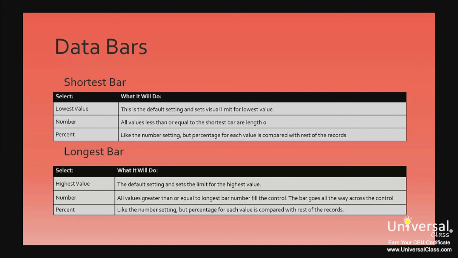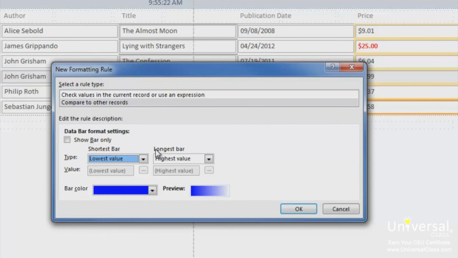Also for the longest bar, the highest value is the default setting and sets a limit for the highest value. Number is all values greater than or equal to the longest bar number fill the control. The bar goes all the way across the control. Percent is like the number setting, but percentage for each value is compared with the rest of the records. Select the bar color and click OK.